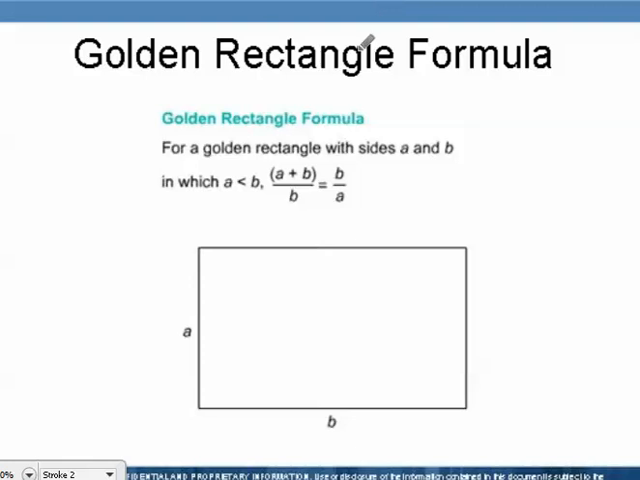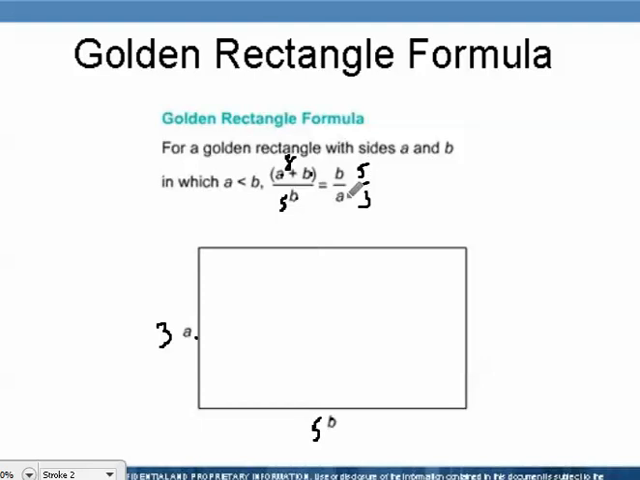Okay? So, the formula for the golden ratio of sides A and B: you take A plus B and divide it by B, and that will be equal to B divided by A. That's what we mean by the golden ratio formula. So essentially, if this is a 3 and this is a 5, 3 plus 5 is 8. 8 divided by 5, 8 over 5, that's my golden ratio, will be equal to 5 divided by 3.